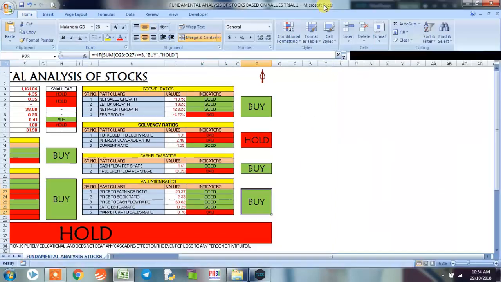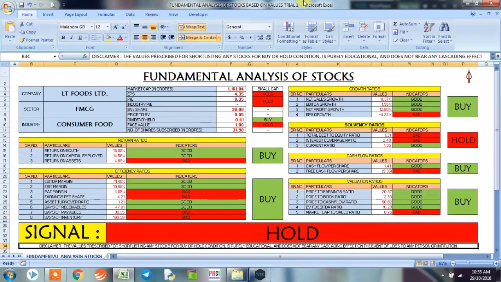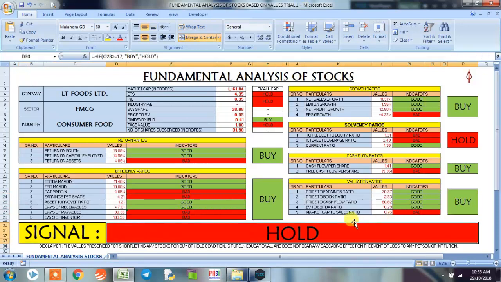Now the program in its entirety has given us a signal not to invest in this company at this point of time.